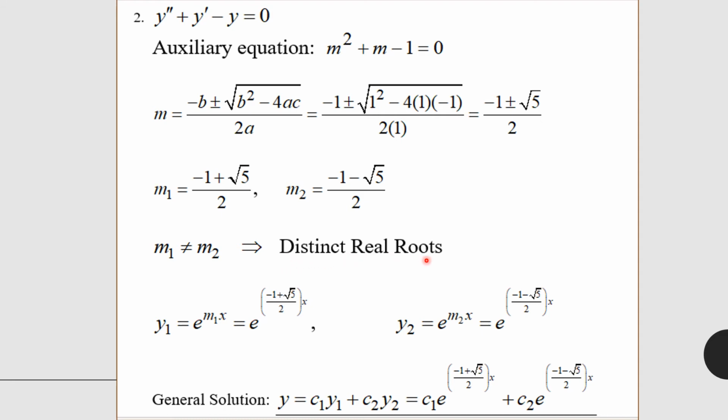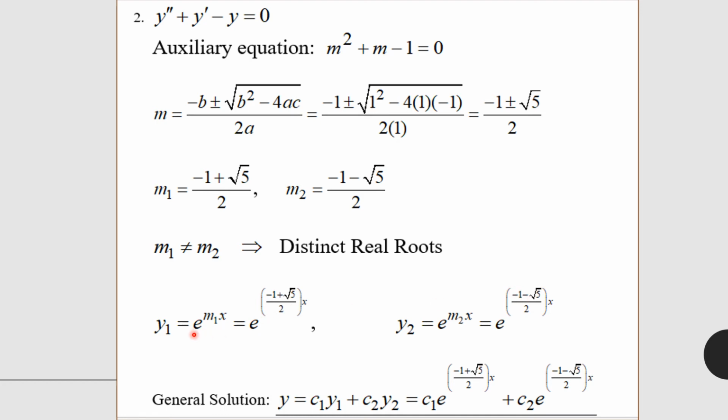How do you write down the solutions? Since they are real roots, we apply the formula for the solution if the root is real. y1 is e to the m1x. So substitute m1 into here: e to the power of negative 1 plus square root of 5 divided by 2, everything multiplied by x. And y2 is e to the m2x. m2 is also a real number, so we apply the same formula for case number 1. m2 is negative 1 minus square root of 5 over 2, so we place it into here.